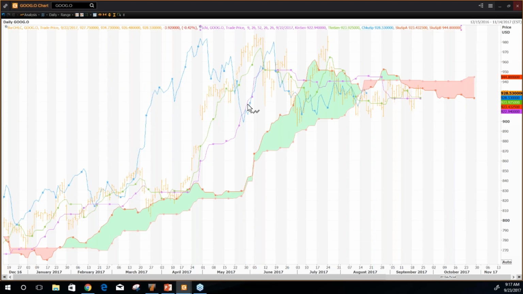So we're going to come to this part here, which is the cloud. So the cloud consists of 2 indicators. It consists of this top indicator here and this bottom one.